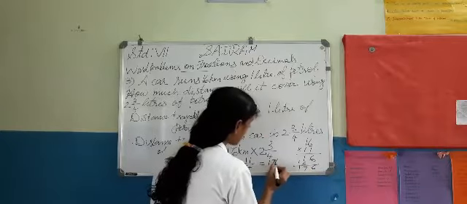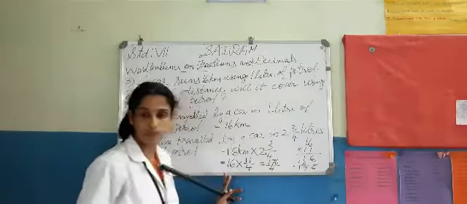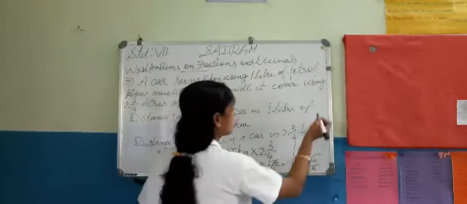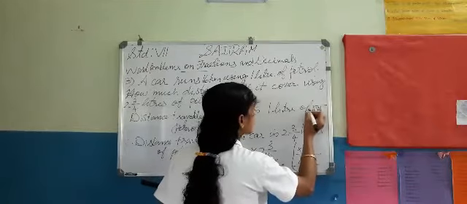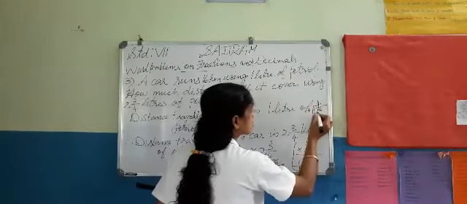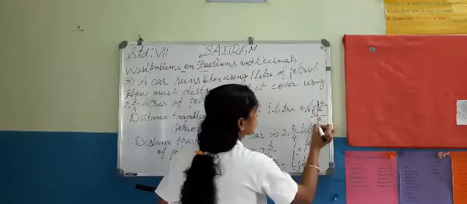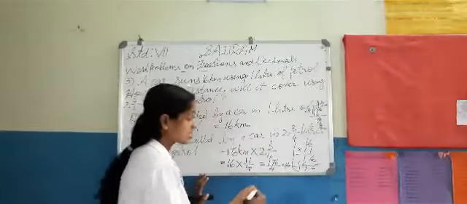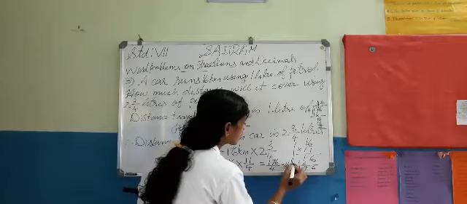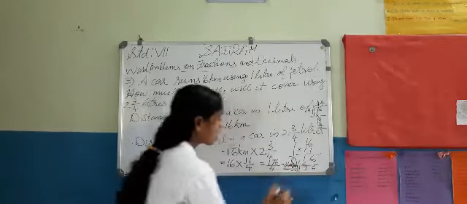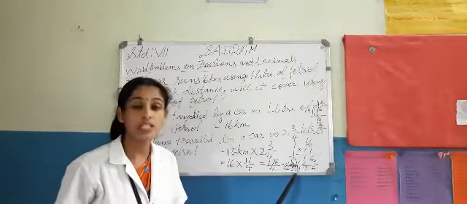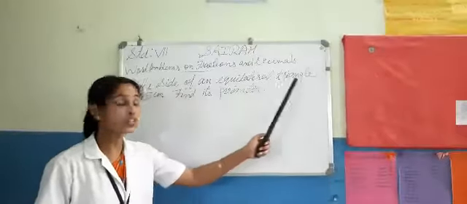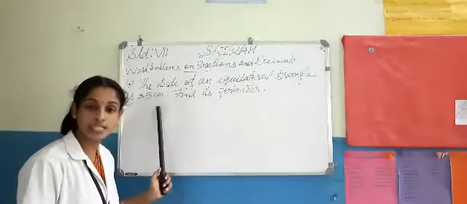Then 176 by 4. 176 by 4, what do we get here? 4 times 16, then again 4, we will get 44. We will get a whole number, isn't it? 44 kilometer. 44 kilometer.